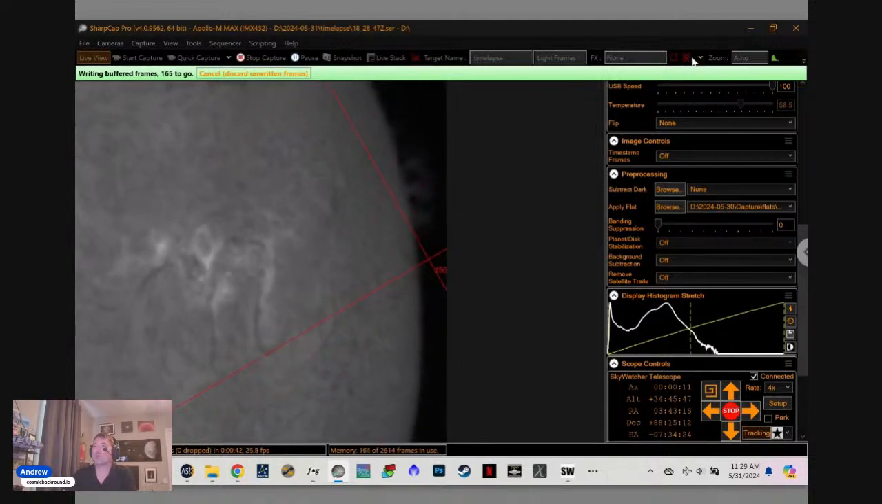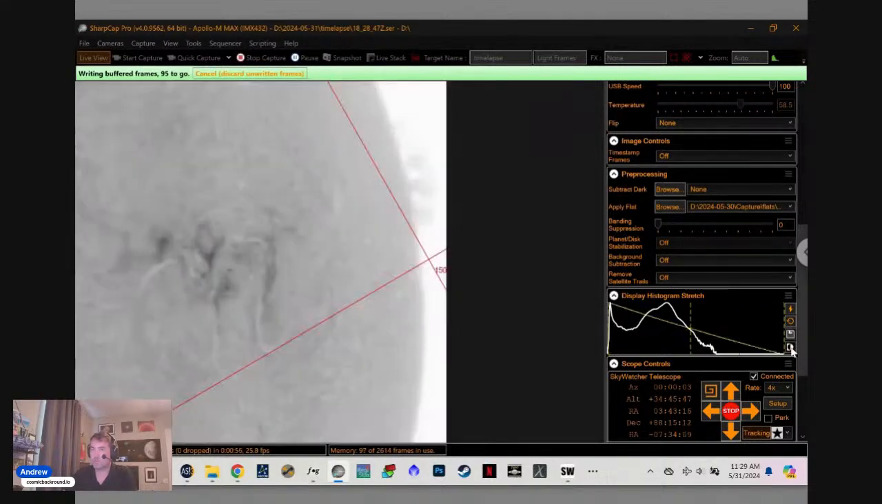I feel like I want to get rid of this crosshair just because I'm not really using it anyway. Let's go invert it again.